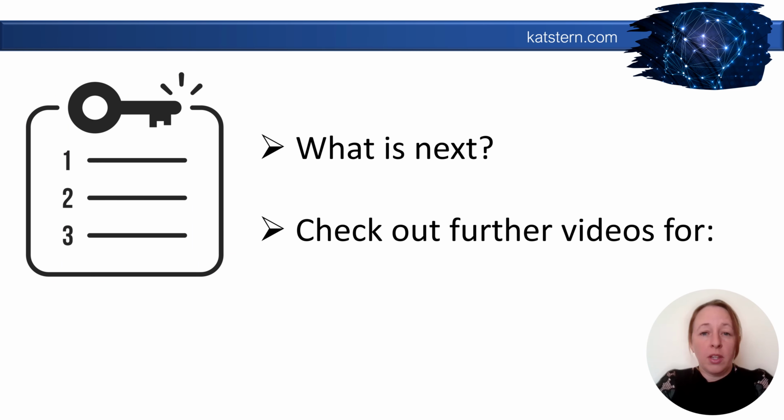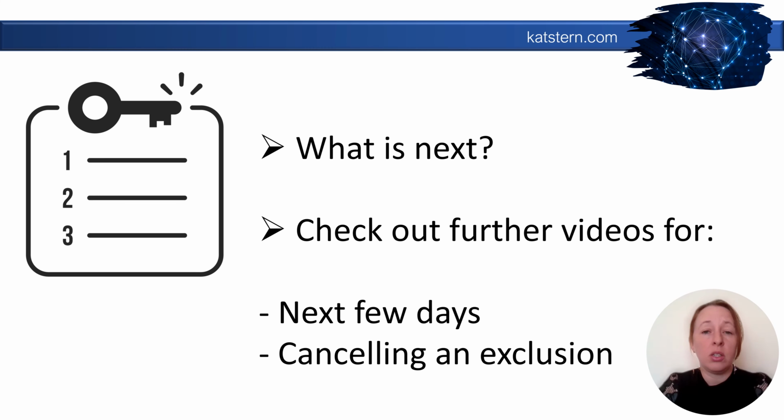So that's it for the initial actions that you really need to take on the first day of a permanent exclusion. So following this, please check out my videos on what to do on the following days after the decision to permanently exclude, and also what to do on the rare occasion that you might want to cancel a permanent exclusion before it has got to the stage of the governing body meeting.